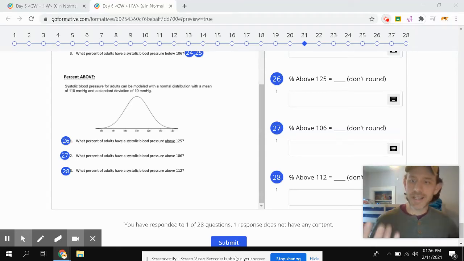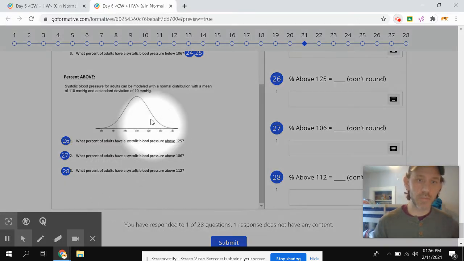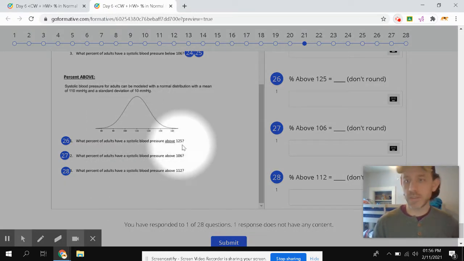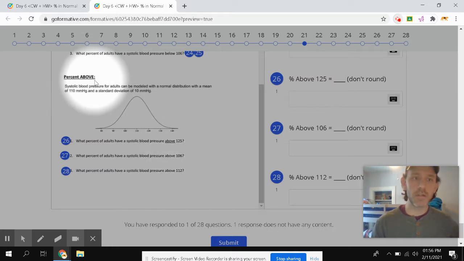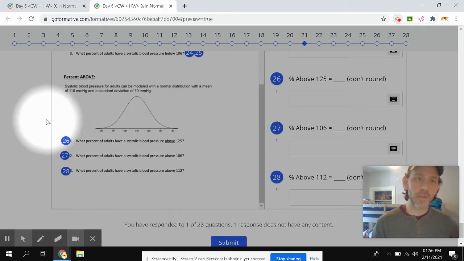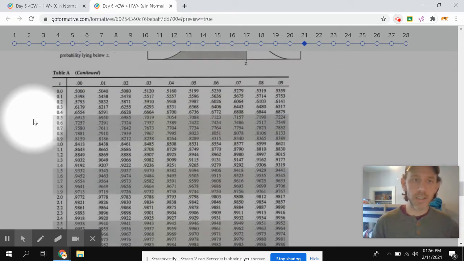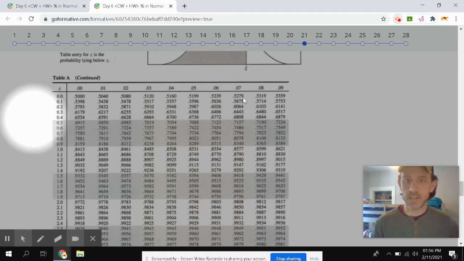All right, guys, so this last example gives us percentages that are above. So instead of looking at the percents below, we're looking at the percents above. So what can I do here to make sure that I get this right? It's a different set of directions. If we think about percentage above, we're actually getting different percentages than what's given in the table.